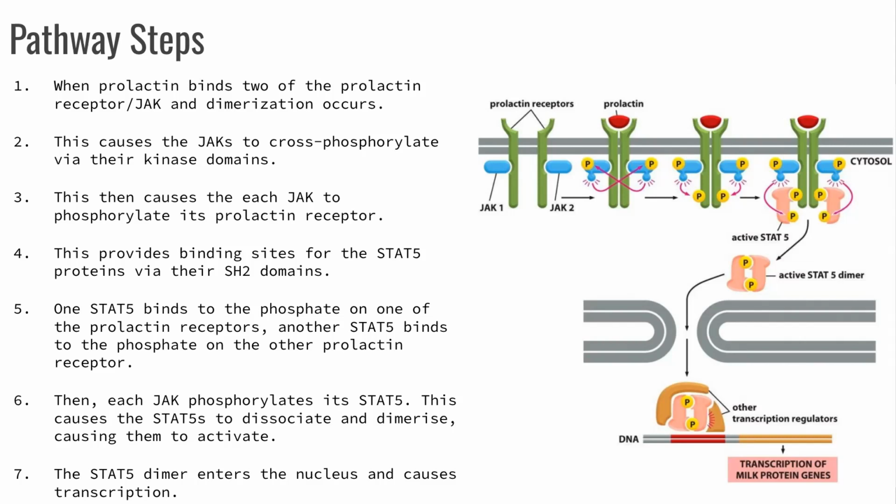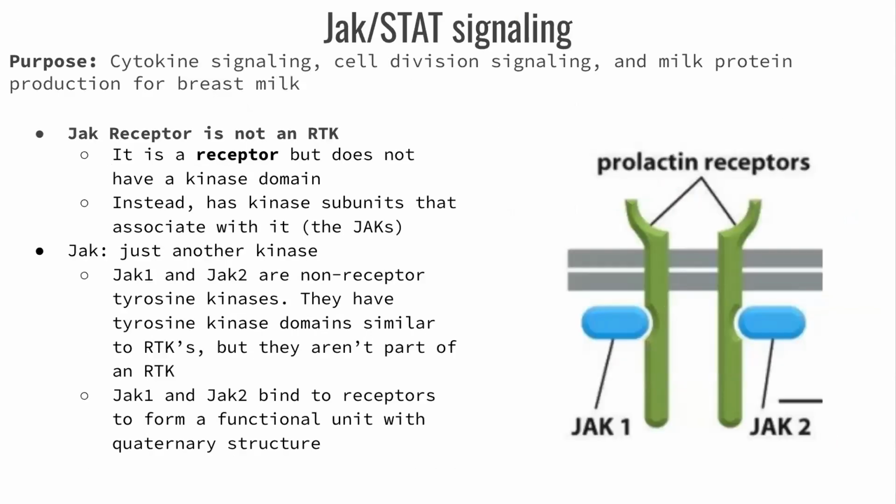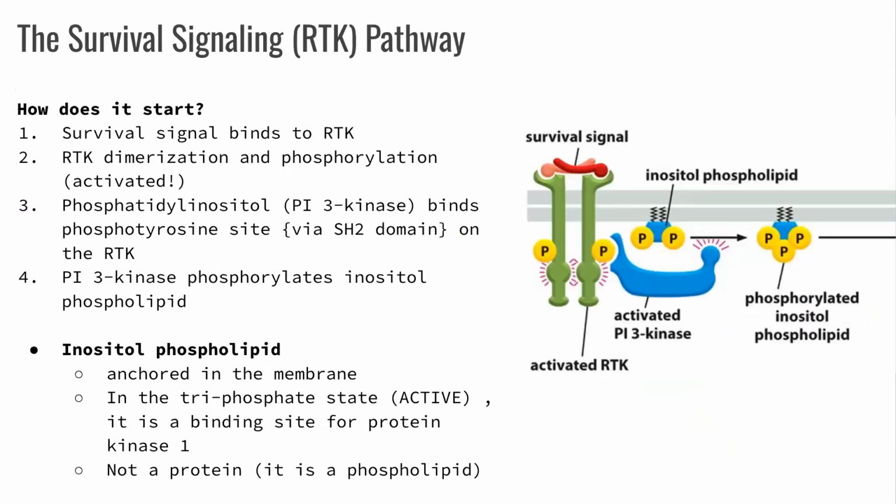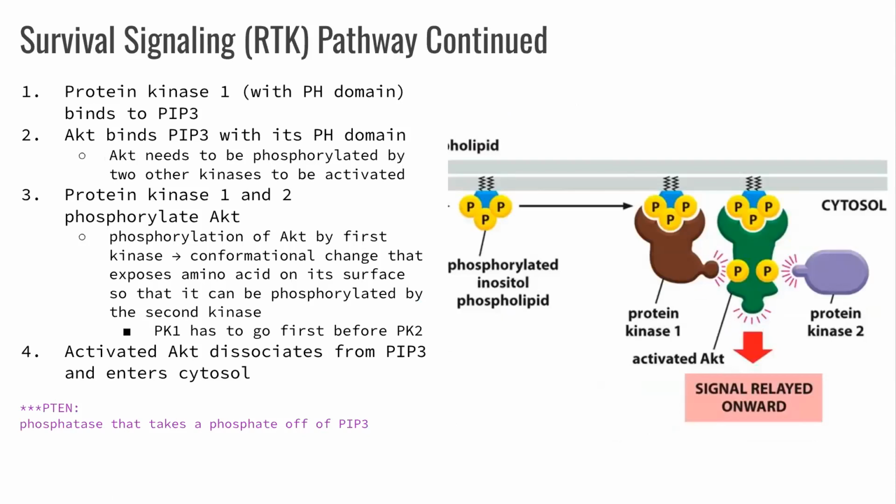Any questions? It's important to note that all proteins that bind to phosphotyrosine domains have the SH2 domain. The ones we've talked about so far are STAT, GRB2, and is there another one? I forget. Oh yeah, PIP3.